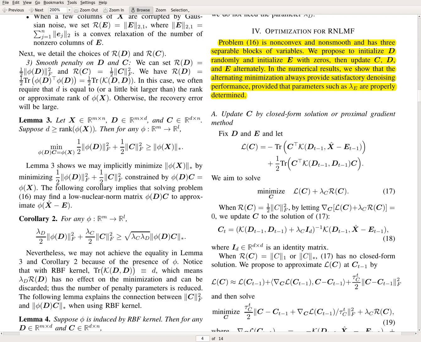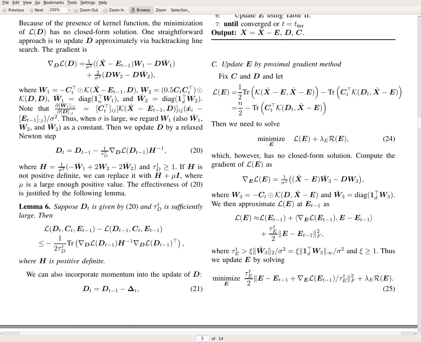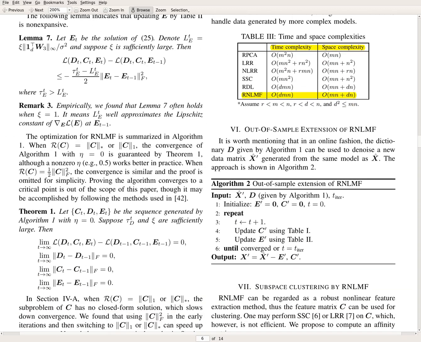And so the problem they are dealing with is non-convex and non-smooth, and has three separable blocks of variables. We propose to initialize D randomly and initialize E with zeros, and update C and D alternatively. In numerical results, we show that the alternating minimization always provides satisfactory performance, provided that the parameters such as lambda E are properly determined. Okay, I'm gonna go faster.